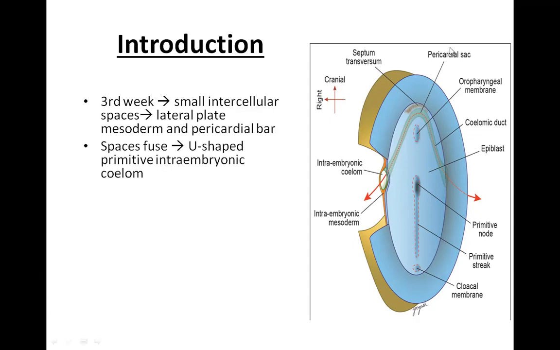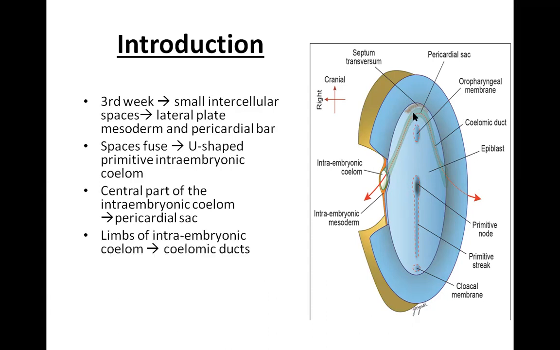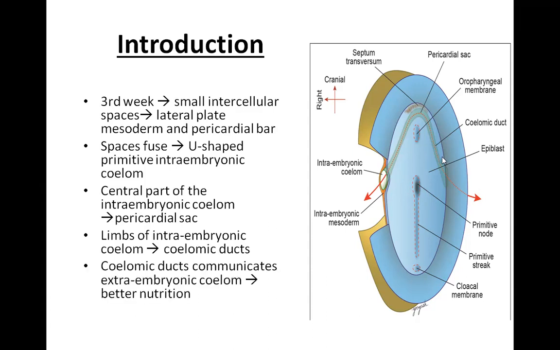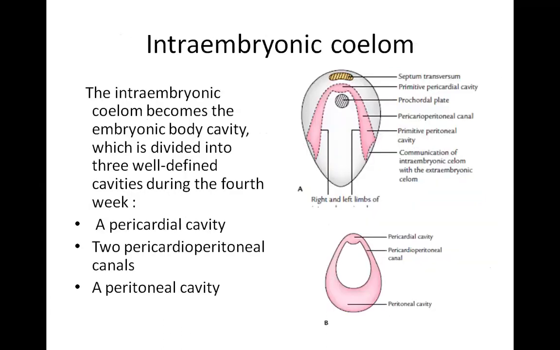Now there are small clefts that will appear in this lateral plate mesoderm, and they will form a U-shaped primitive intraembryonic coelom after fusing. Then there is a central part of this intraembryonic coelom which is known as pericardial sac, and then there are two limbs of the intraembryonic coelom. These are known as coelomic ducts. Now the coelomic ducts are communicating with the chorionic cavity for better nutrition of the developing embryo.